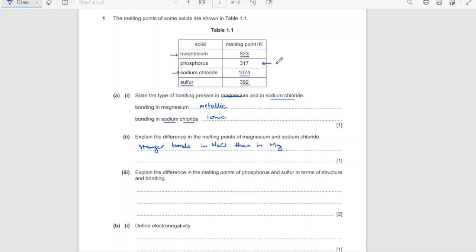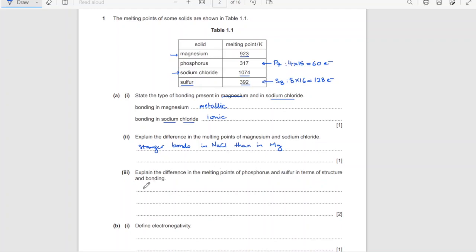For phosphorus, we know that it exists as P4 molecules, and the proton number of phosphorus is 15, so it has 15 electrons per atom, so you have 60 electrons in total. Now, for sulfur, it exists as S8, so 8 of these atoms, each of them contains 16 electrons. So if you do the math, this turns out to be 128 electrons, if I'm not wrong. Yeah, so it has more electrons, so stronger ID forces.